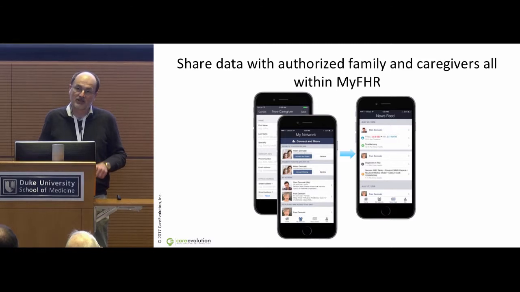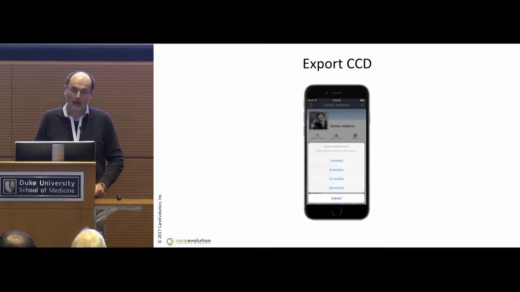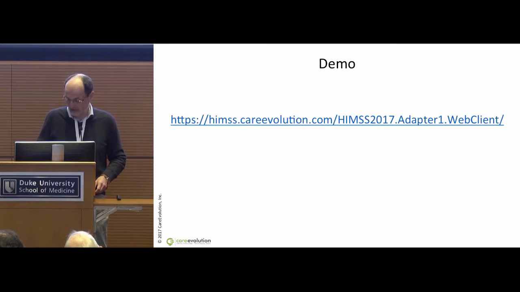The other thing we can do is share data inside the app. If another family member has a login, we can share the data between family members. So a mother can manage the data for her kids or for elder parents. And if a caregiver has a login, you can share the data directly inside the app with the caregiver. We can also export data as CCDs from the app, so we can get all the data aggregated together and export it as a single continuity of care document.